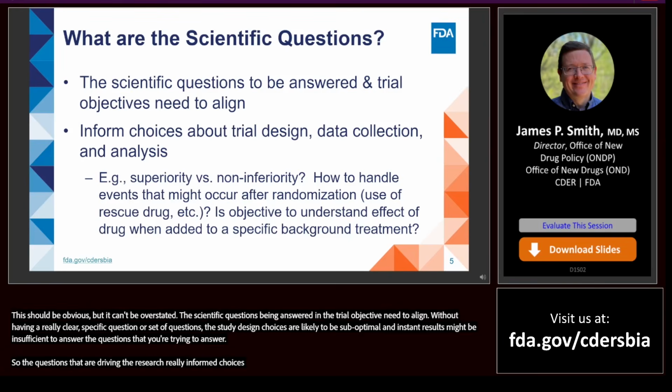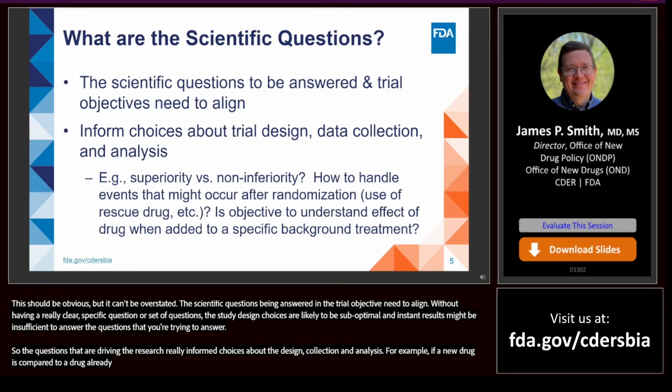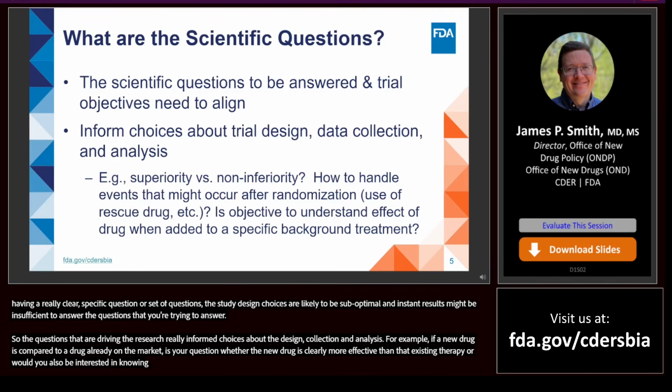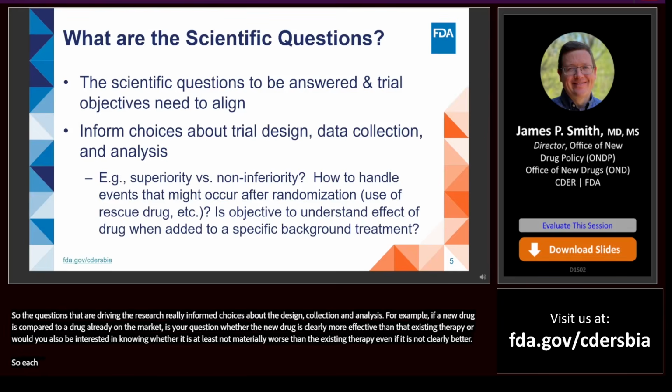So each of those questions would not only require distinct analysis plans, but it would also impact sample size and possibly the importance of blinding and endpoint selection and other considerations. Or as another example, is the objective to understand the effective treatment when it's added to a specific background treatment, or would it be sufficient to understand its effect when it's added on to standard of care, which may or may not include a certain background treatment?